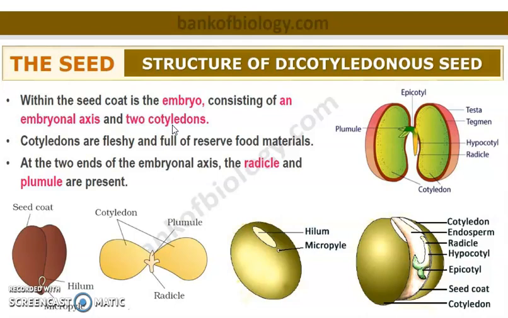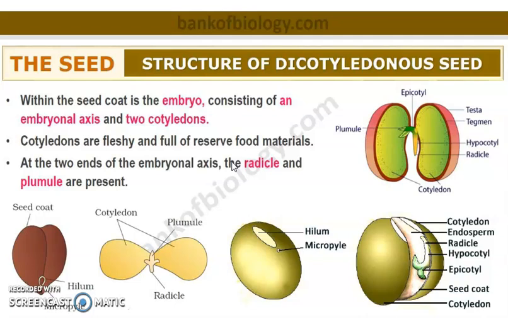So within the seed coat is the embryo. Okay, and this embryo, it consists of an embryonal axis and 2 cotyledon. Within the seed coat is the embryo, and it consists of an embryonal axis. So this is the embryonal axis in dicotyledons, and also 2 cotyledons will be there. Okay, so let us see the structure of cotyledon first and then we will see about the embryonal axis. So cotyledons are fleshy and full of reserve food material. The use of the cotyledon is that they are the ones which help in providing food to the growing embryo. So cotyledons are fleshy and they are acting as a food reserve, right?